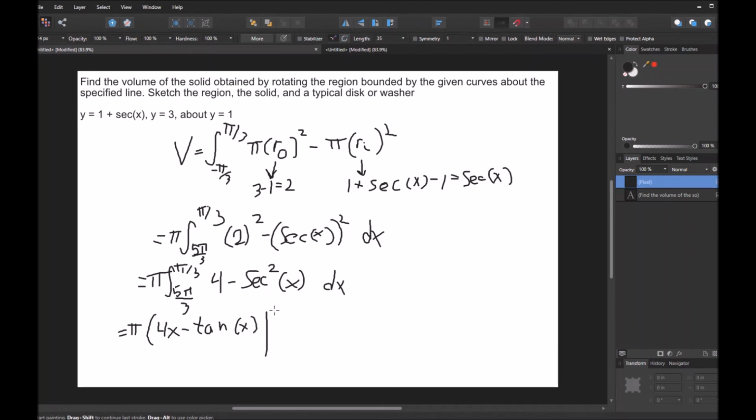And this is going to be from pi over 3 to 5 pi over 3. So I'm going to erase this work that's written up top here, so make sure you have it written down.